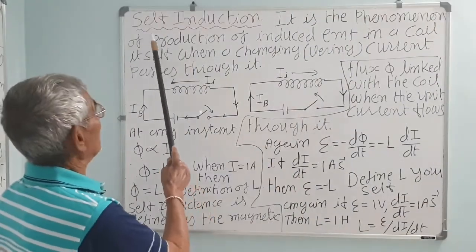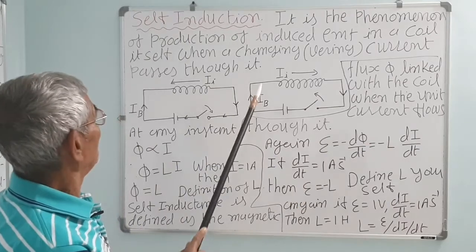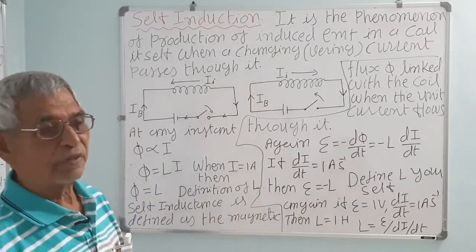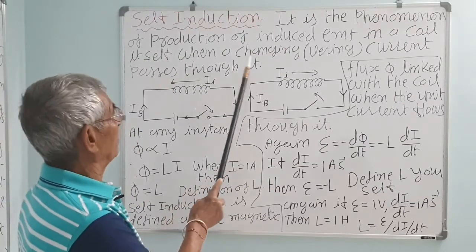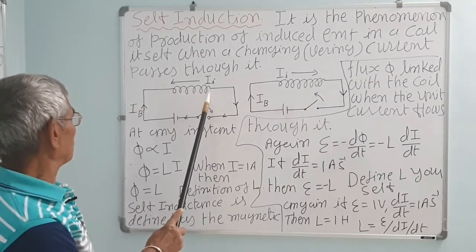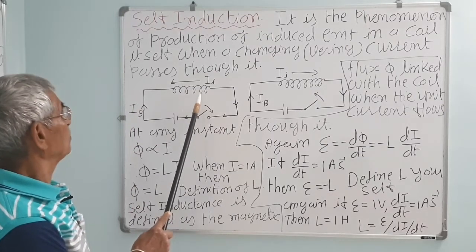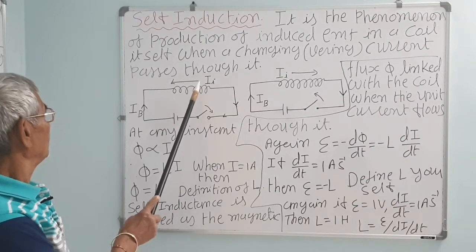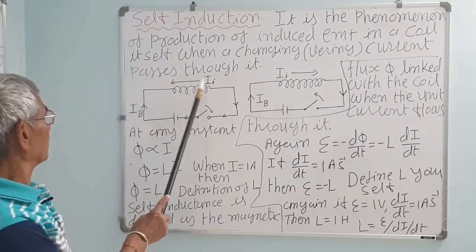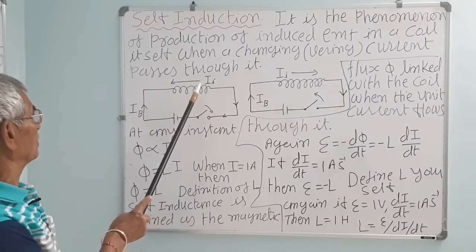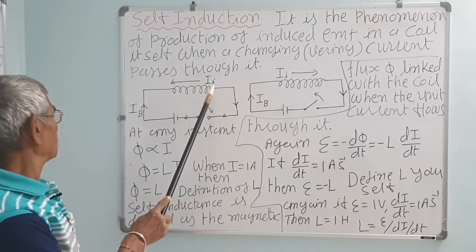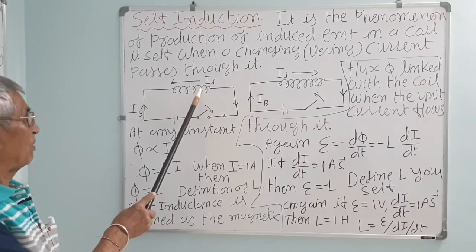Now next topic, self-induction phenomenon. It is a phenomenon of production of induced EMF in a coil itself when a changing or varying current passes through it. When varying current passes through the coil itself, there is induced EMF and hence induced current, which opposes according to Lenz's law. So battery current is flowing, we can say this is clockwise, this is anti-clockwise. So I is induced current due to the induced EMF.